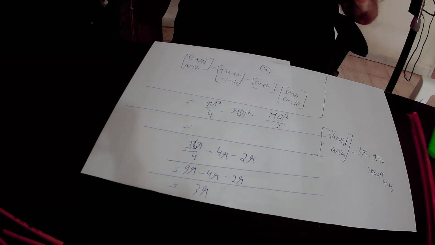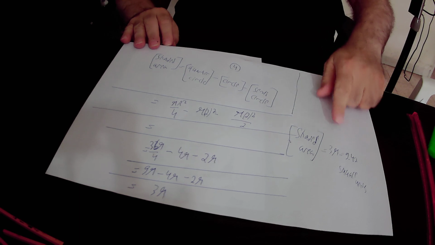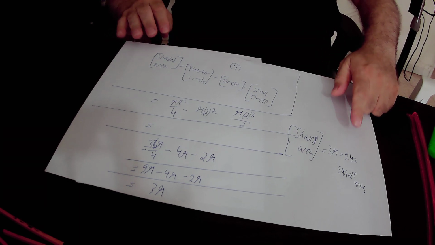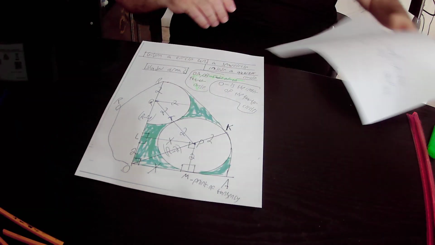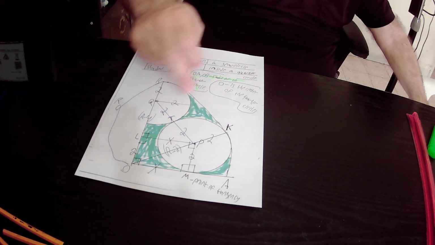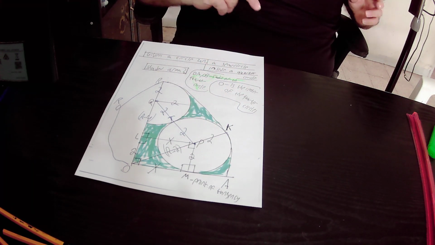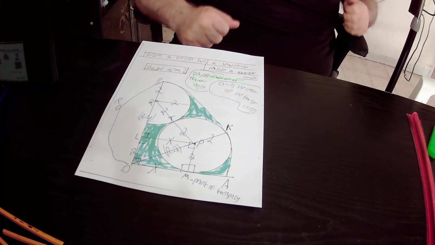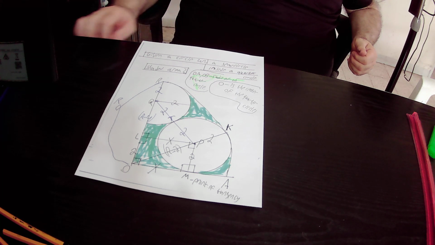So in conclusion, we found out that the value of the shaded area equals 3 pi square units, or in terms of numbers, it is equal to 9.42 square units. I repeat again, the value of this shaded area equals 3 pi square units, or in terms of numbers, 9.42 square units. Okay, thank you very much.